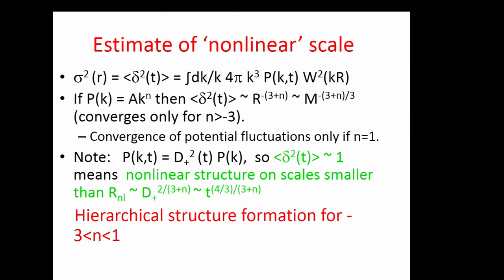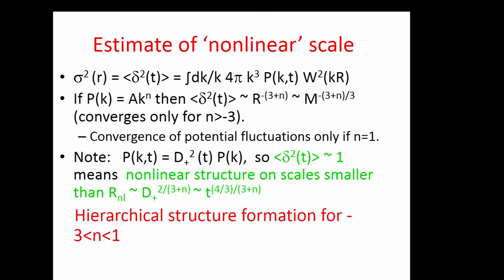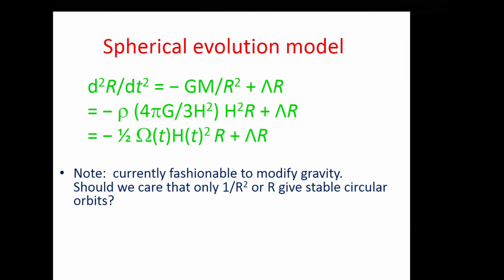So we'll look at hierarchical structure formation again. Okay, so this was the picture we looked at before. To say again, the nonlinear scale will depend on the slope of the power spectrum. Okay. So we're interested in understanding the departures from linear theory. So the simplest model that does that is the spherical collapse model.